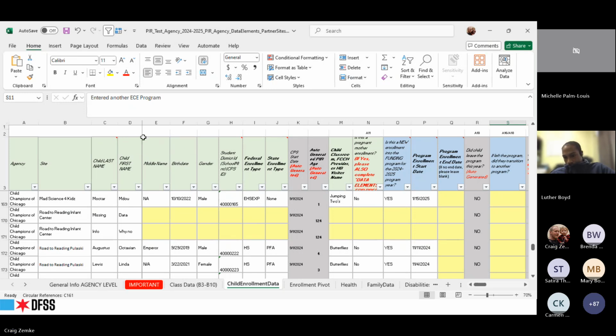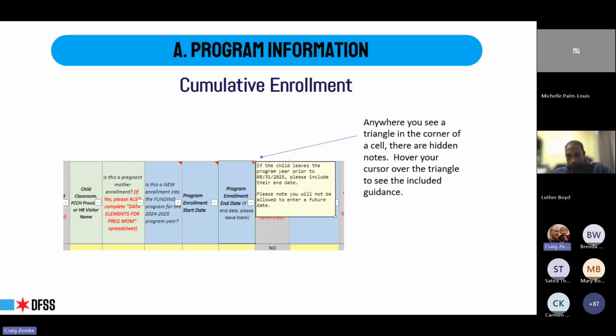So here we go, like the children that were entering, please don't include children who left the program before the beginning of the program year. We don't want to deal with a lot of last year's kids and have to filter them out of everything to make reports. Okay. But you'll see all of those notes when you see a little triangle. Just click on it to see what it says.